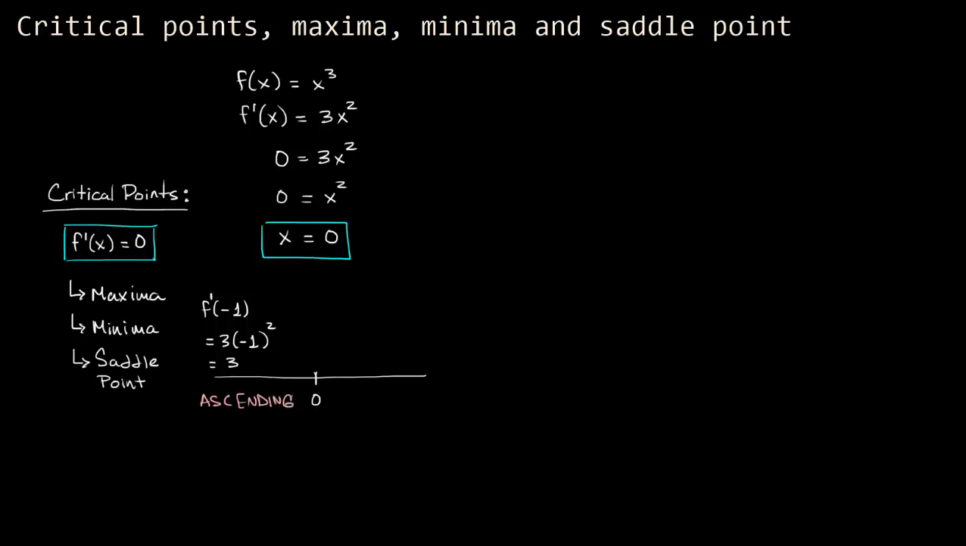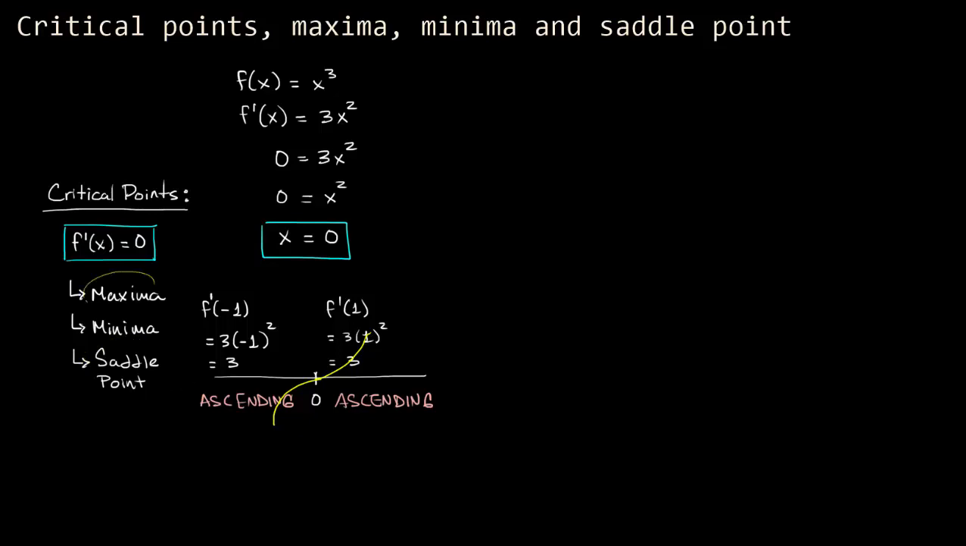Okay. Now let's pick another value after the 0. I'm going to pick f prime of 1. Why not? It'll be 3 times 1 squared, and this will provide us as well with a positive 3, implying that after the 0 the function will be ascending as well. So this is funny, because we got a function that is ascending and then it's ascending as well. Actually, that's the main key about the saddle point.